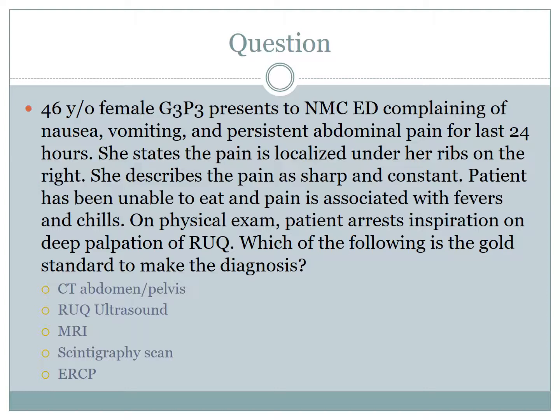So, we just went over this, so I know. So what's the gold standard to make the diagnosis? So what do you think she has? 46-year-old female. She's obviously gravid. She's got pain under her ribs, fevers and chills. And what is the physical exam finding they're describing? They're describing a Murphy's, right? So it sounds like she has acute cholecystitis.